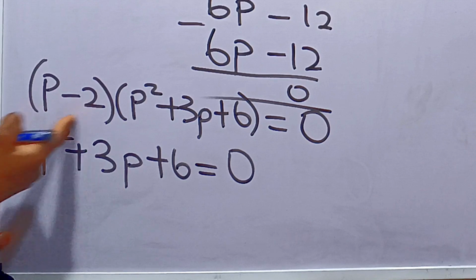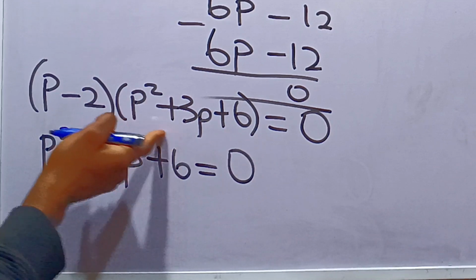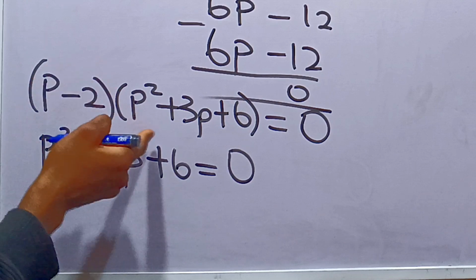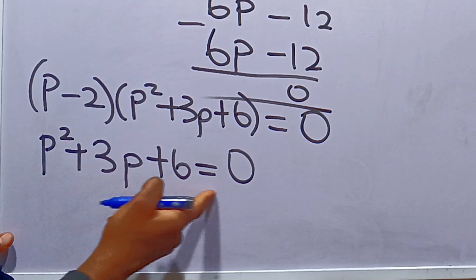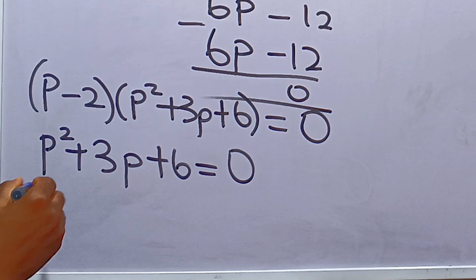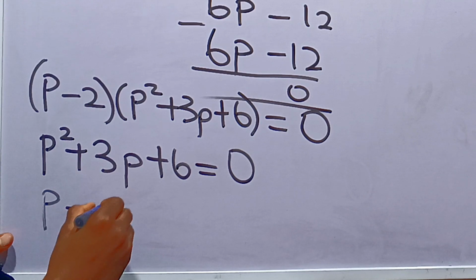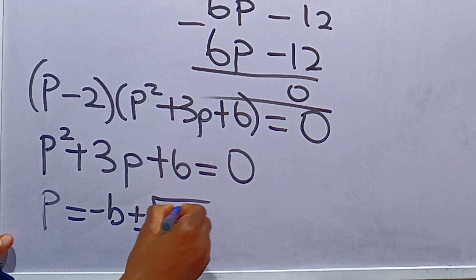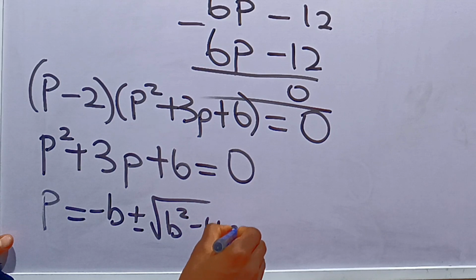So you have p minus 2 times p squared plus 3p plus 6 being equal to 0. It means that either this one is equal to 0 or this is equal to 0. If this is equal to 0, we get what we had before, which is that p is equal to 2. But if this is equal to 0, we have this equation to solve. This is a quadratic equation, however it is not factorizable. So you simply use the quadratic formula, which says that p will be equal to minus b plus or minus the square root of b squared minus 4ac.